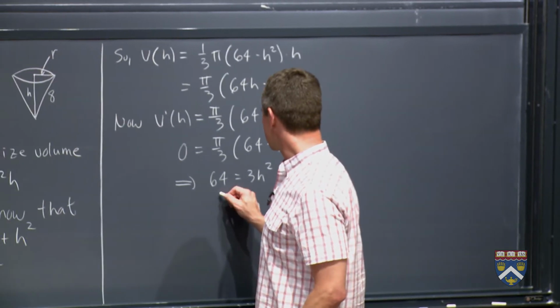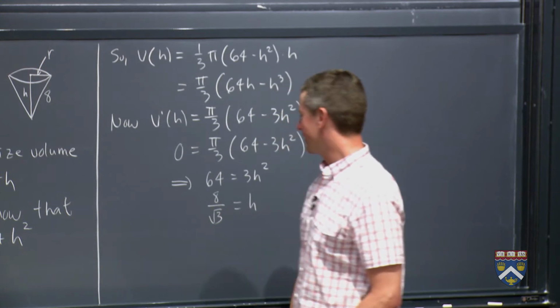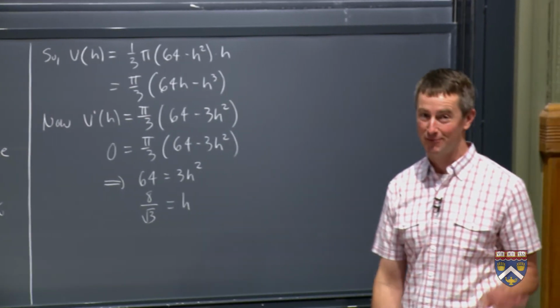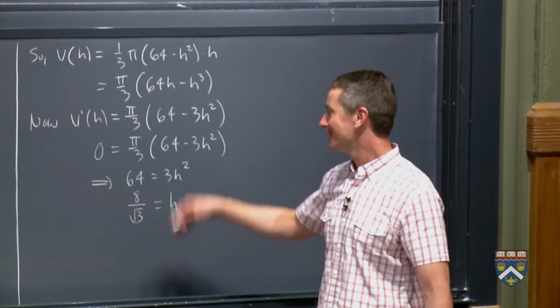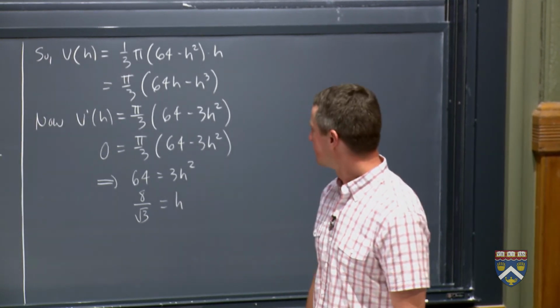When I take the square root, I get 8 over square root of 3. If it bothers you to write a square root on the bottom, even though it shouldn't, as we've discussed earlier, go ahead and rationalize the denominator, as they say.